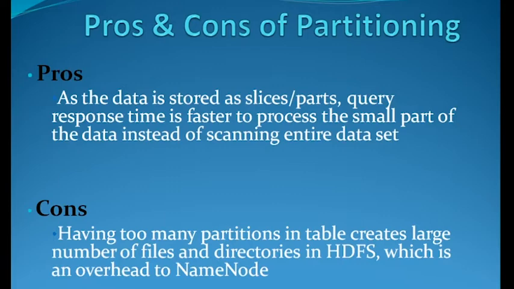Cons. Having too many partitions in a table creates a large number of files and directories in HDFS, which is an overhead to the name node. Second, limitations or cons. In MapReduce processing, a huge number of partitions will lead to a huge number of tasks which will run in separate JVMs in each MapReduce job, thus creating a lot of overhead in maintaining JVMs.